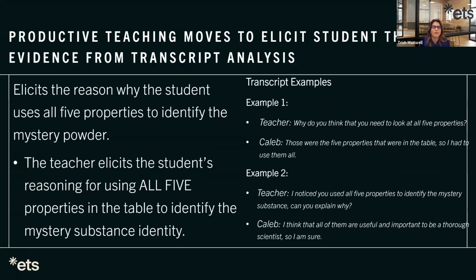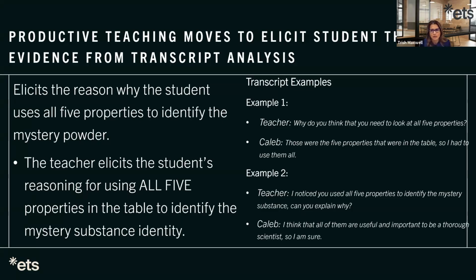I'm going to go ahead and move on to the next productive teaching move that we identified. And this one is, we were looking for the reason why Caleb thinks that he has to use all 5 properties. So we were looking to see if the teacher starts to notice that Caleb is really relying on the data table and using it to guide solely, and really not using his ability to use a process of elimination with respect to realizing that maybe color and weight aren't that helpful.